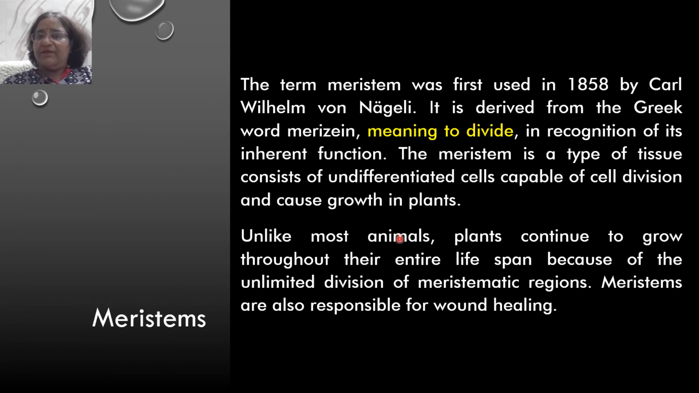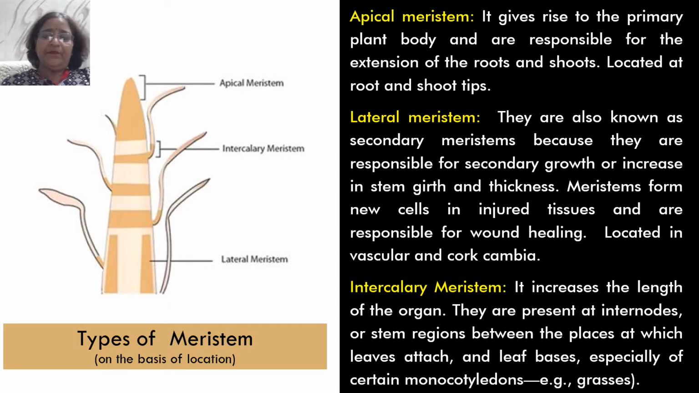You have seen that in animals the growth is limited, but in plants the growth takes place through the entire lifespan of the plant. Now, on the basis of location, the meristem may be apical meristem, lateral meristem, or intercalary meristem. The apical meristem is present at the apical position.